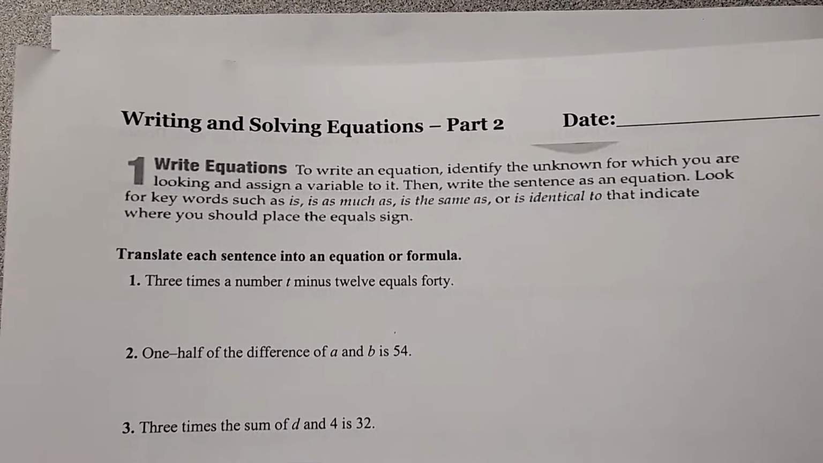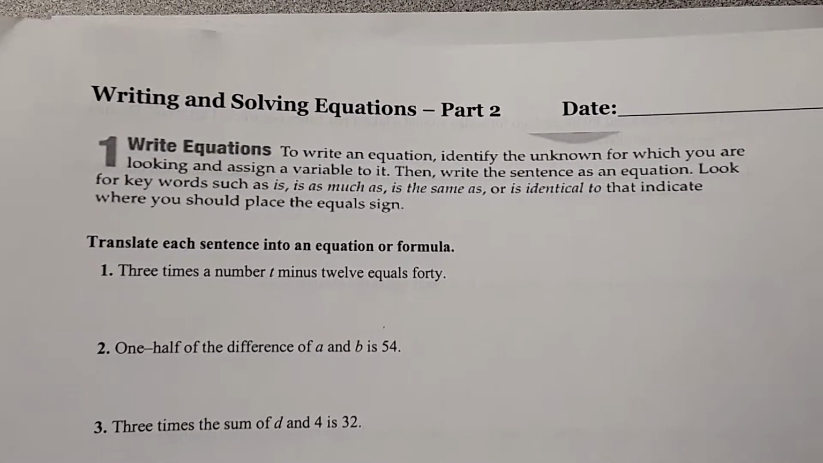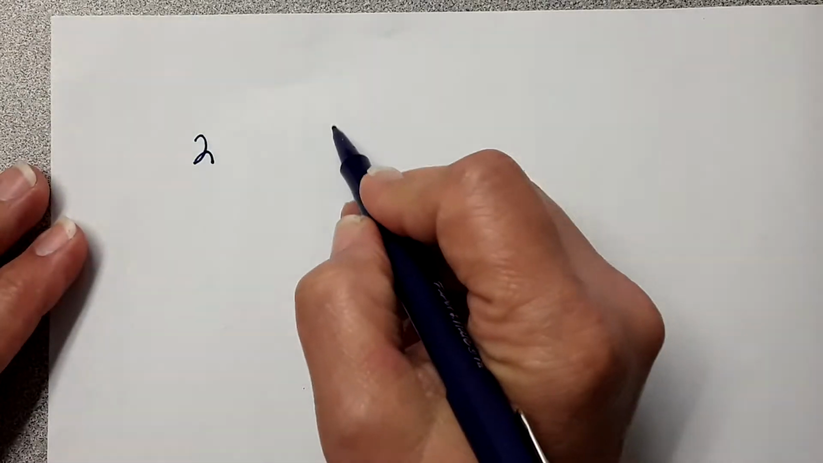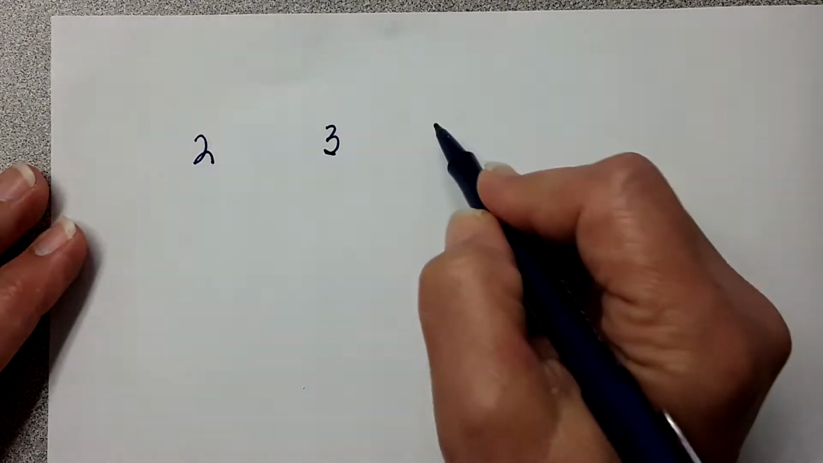Okay, guys, at home, I need you to have your writing and solving equation notes, but we're going to start with something that's not on your notes, okay? So we're going to talk about consecutive numbers. If I say 2, what comes after 2? And then what comes after 3? Okay, so those are consecutive integers.